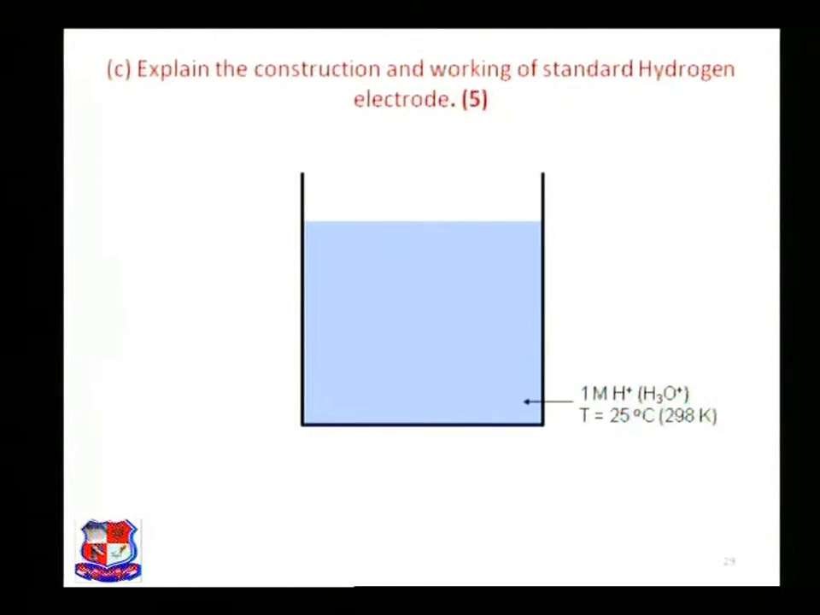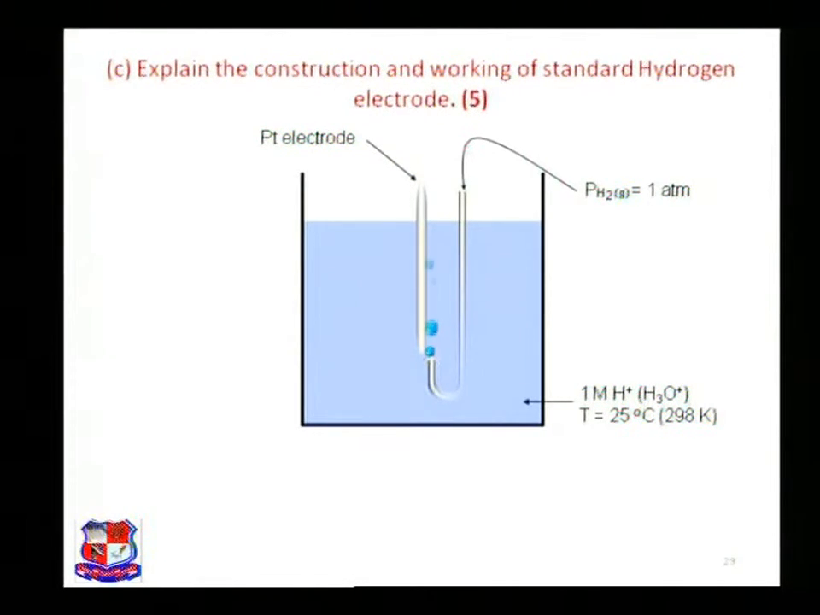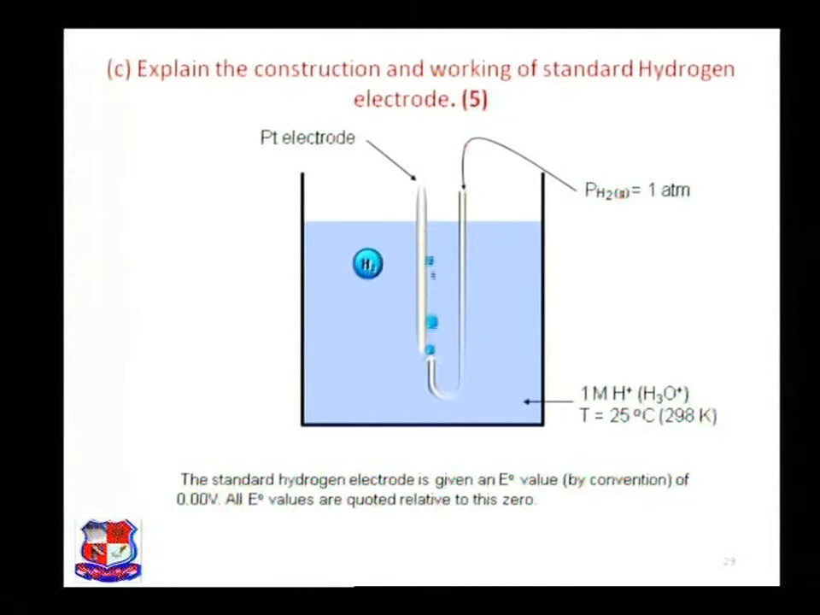We have HCl solution in the standard hydrogen electrode, concentration 1 molar HCl solution, that is H3O+ ions. You can see here the platinum electrode. Hydrogen gas is bubbled in the solution. After that what happens? Electrons are coming out. You can see the process, 2H+ is generated in the solution. So what happens next? The standard hydrogen electrode is given an E value of 0 volt, that is, the potential value is given as 0 volt.